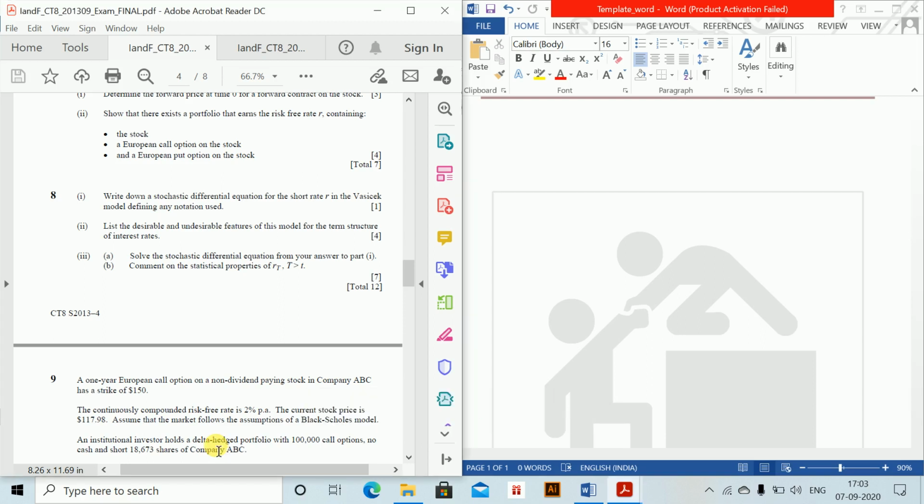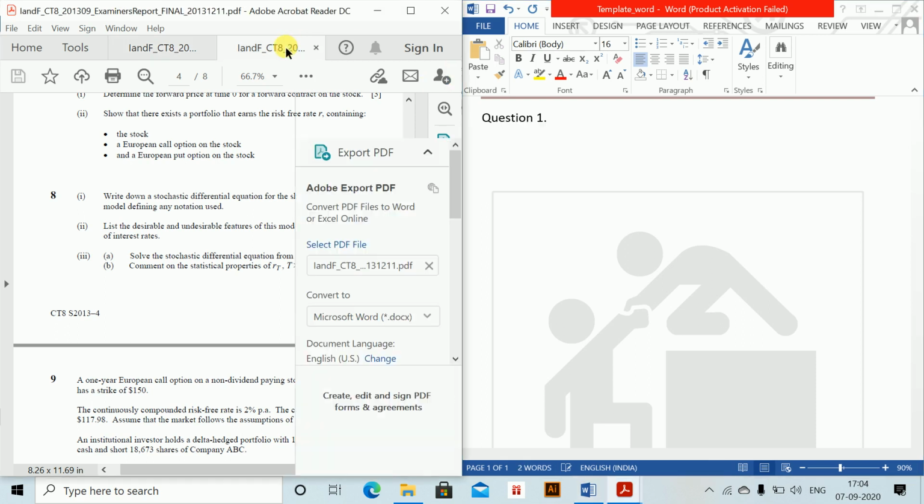Chapter 18 and 19, term structure and credit risk, will be covered in this. This is again a September 2013 paper. So write down the stochastic differential equation for the short rate R in the Vasicek model, defining any notation used. So first doing this.